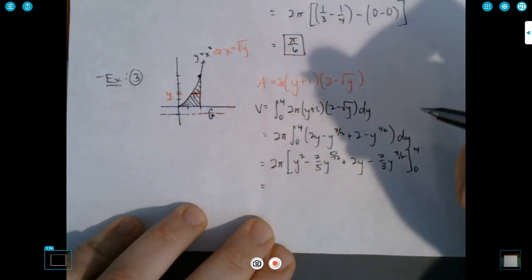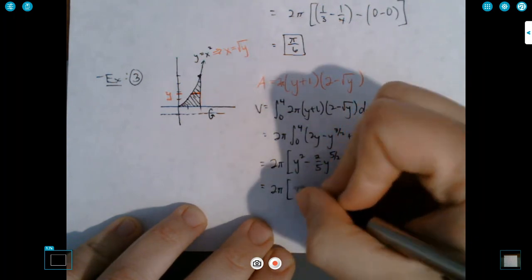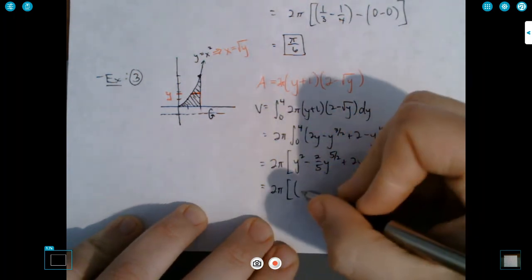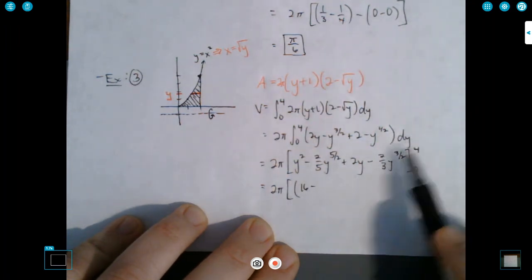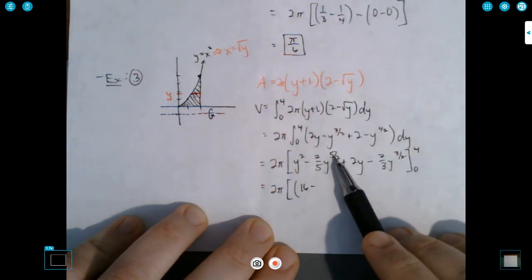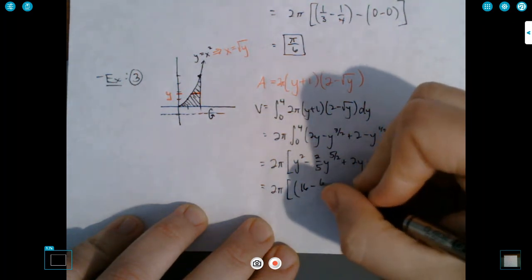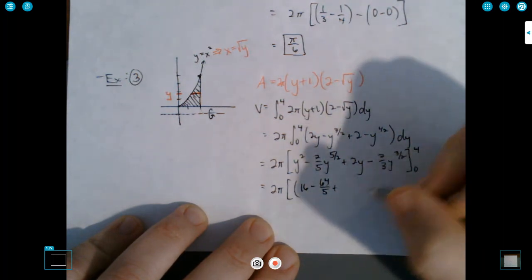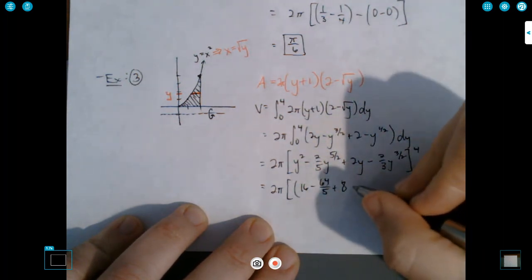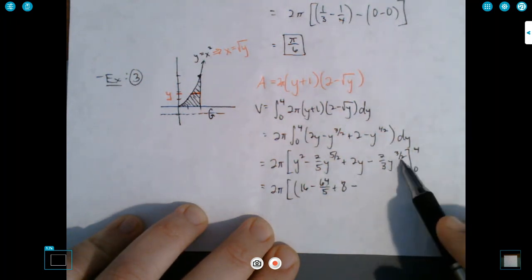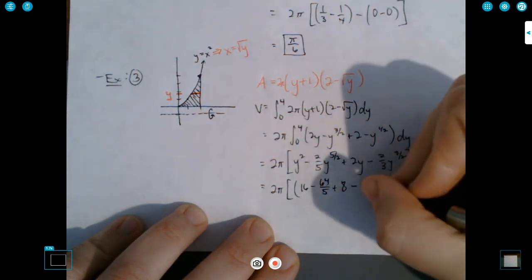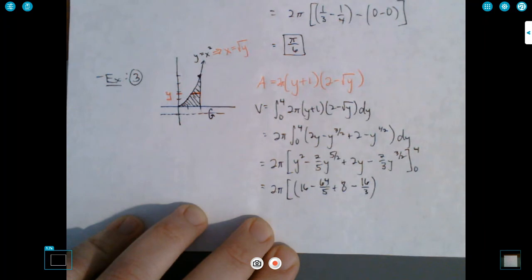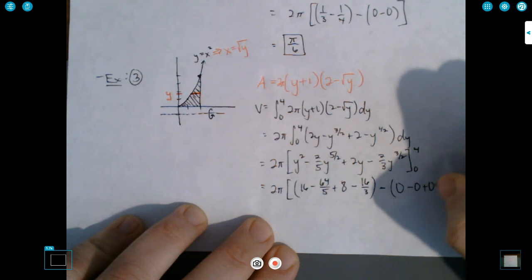So that's 2 pi times, if I plug in 4, I get 16 minus, square root of 4 is 2, 2 to the 5th is 32, and 32 times 2 is 64. Plus 2 times 4 is 8. And again, square root of 4 is 2. 2 cubed is 8. 8 times 2 is 16. And then minus, a bunch of zeros. Okay, 0 minus 0 plus 0 minus 0.